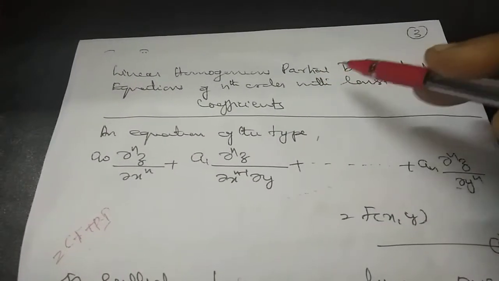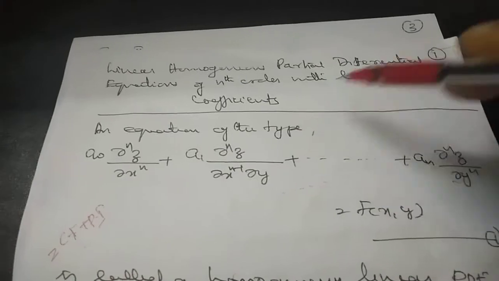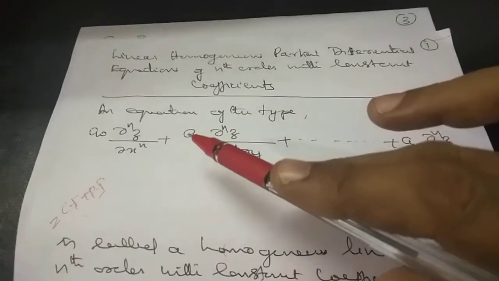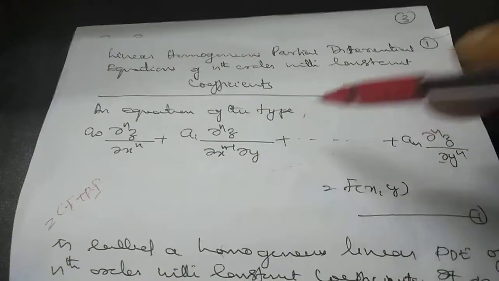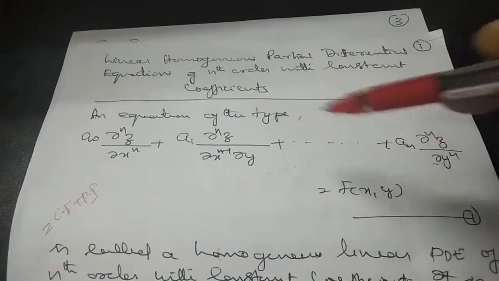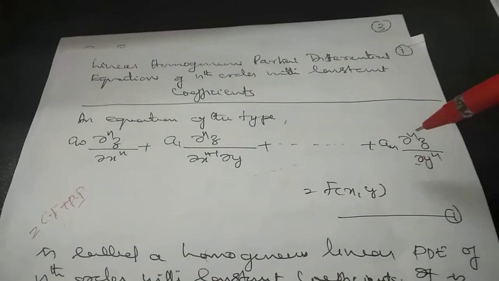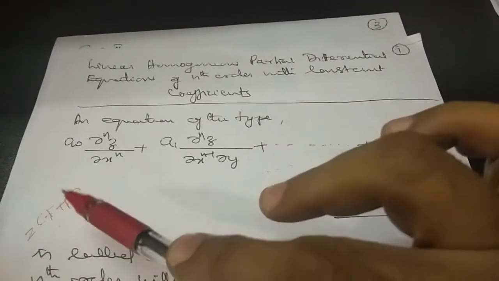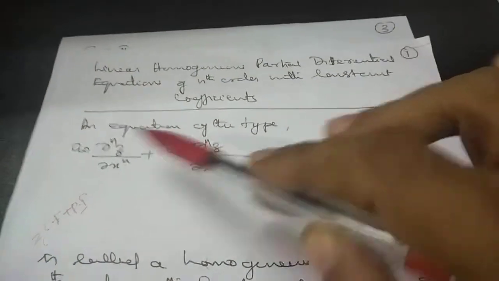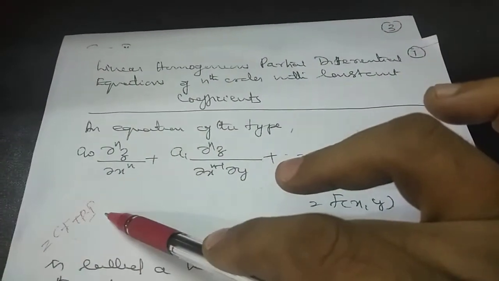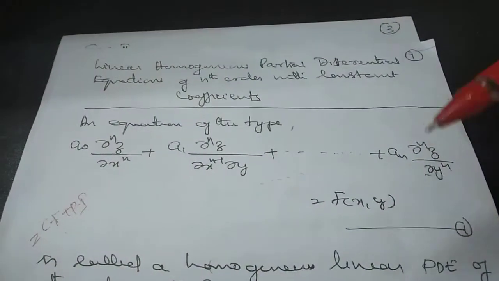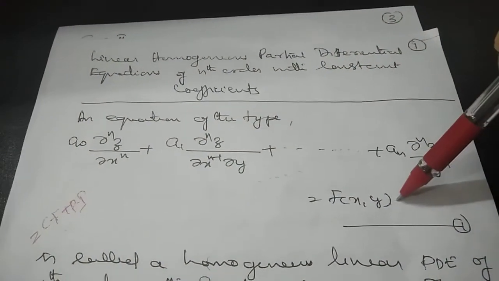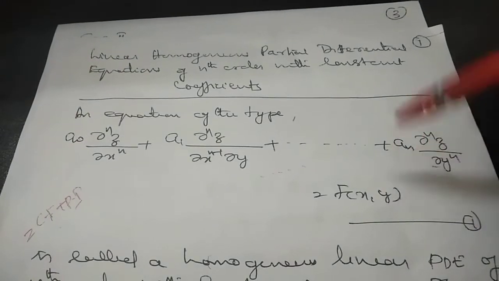The linear homogeneous PDE of nth order with constant coefficients is an equation of the type a0 ∂^n z/∂x^n plus a1 ∂^n z/∂x^(n-1)∂y plus etc. plus an ∂^n z/∂y^n equal to f(x,y). The general solution of this equation is equal to complementary function plus particular integral. We get the complementary function whenever the right side is equal to 0. We get the particular integral whenever the right side is some kind of function.